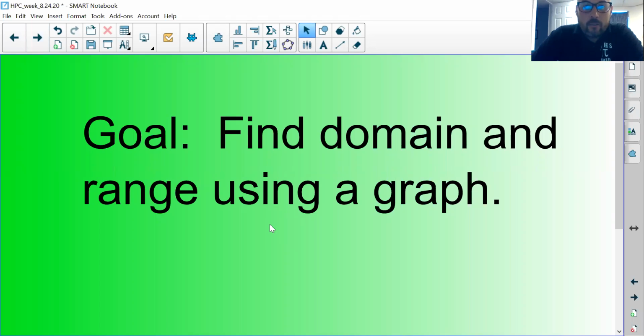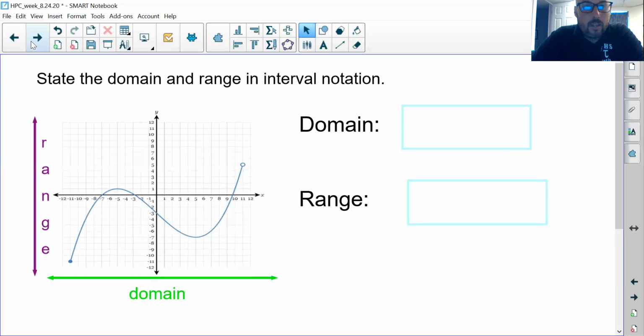If you could find the domain and the range by looking at a graph and express it using interval notation, then this has been a good day. You've reached the goal. Here is a graph. It's a function, but I want to find the domain and the range.